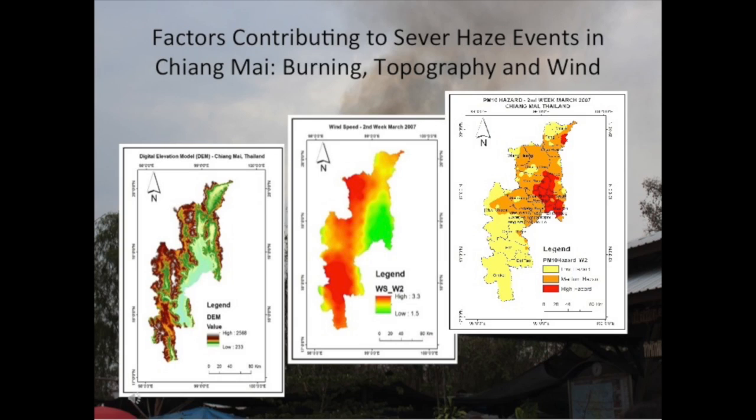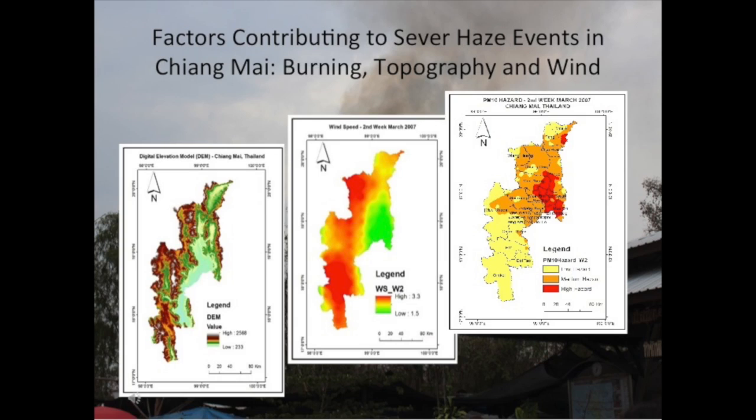The second factor is local topography, which, as we have seen, develops into a set of mountain ranges that act as a natural barrier that traps air pollutants within the city valley.